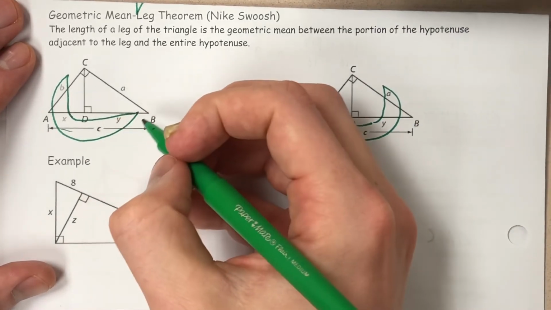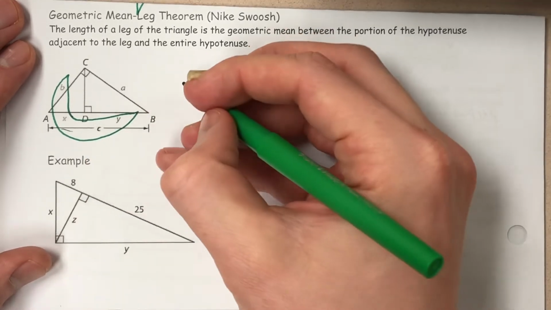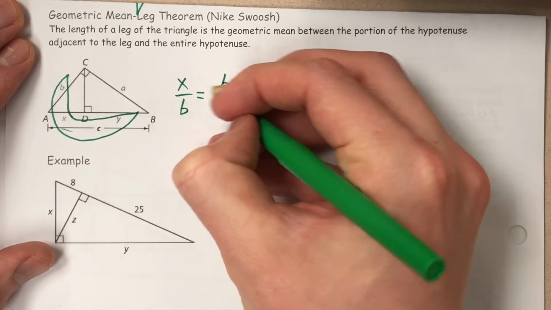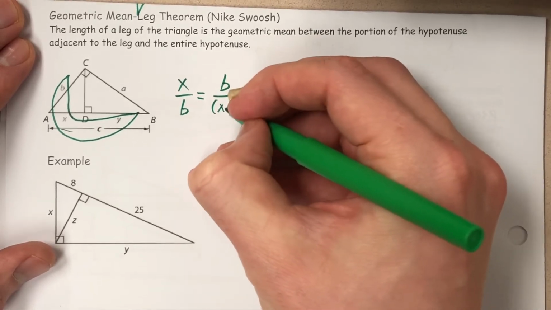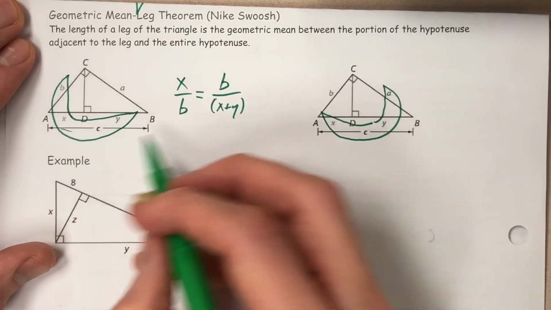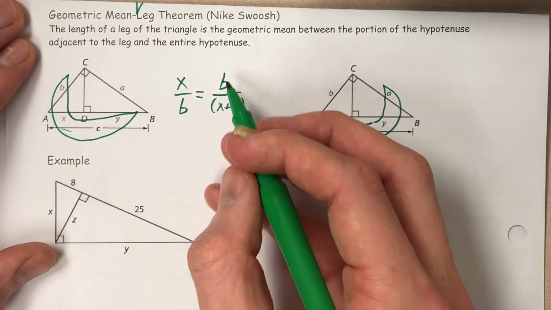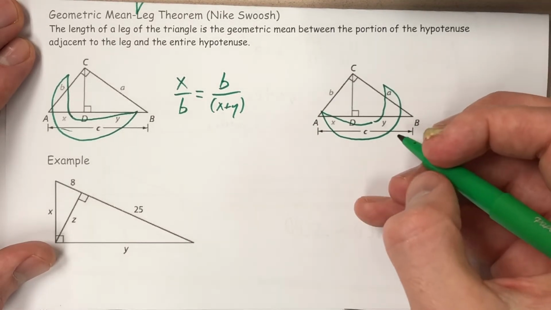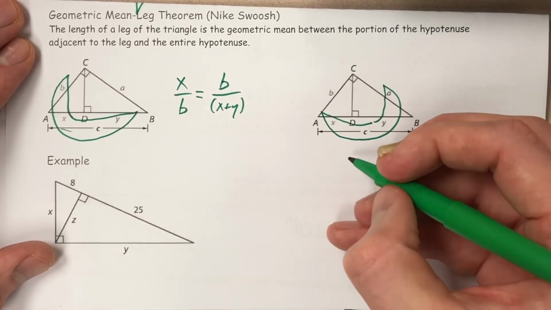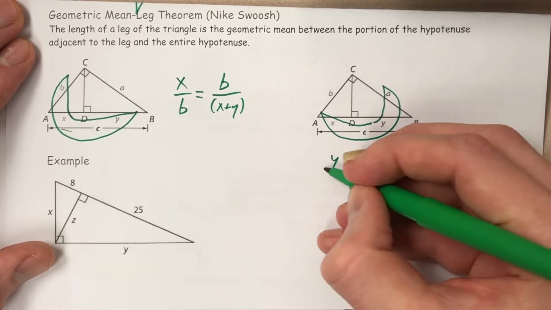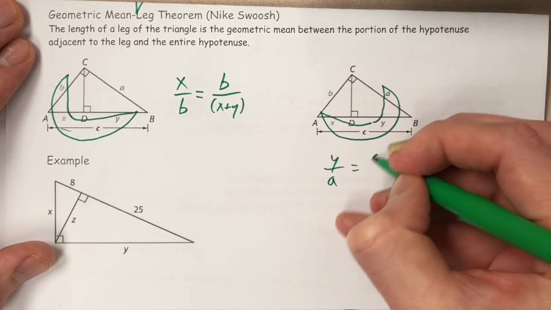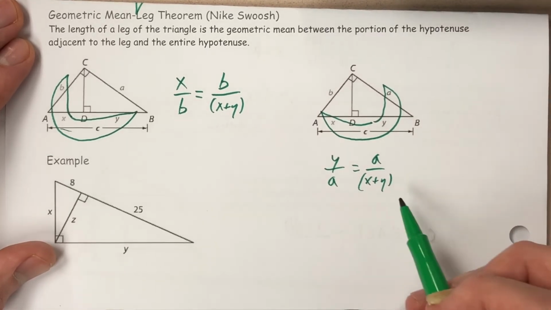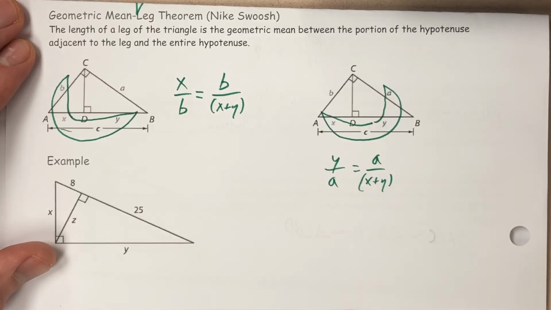So this proportion would be set up as x over b equals b over x plus y, or c is that entire hypotenuse. So it could be over x plus y or c, whichever one they give you. You may have to calculate it, you may not. In this case, this one is y over a equals a over x plus y, or again, you could have c as your bottom here.